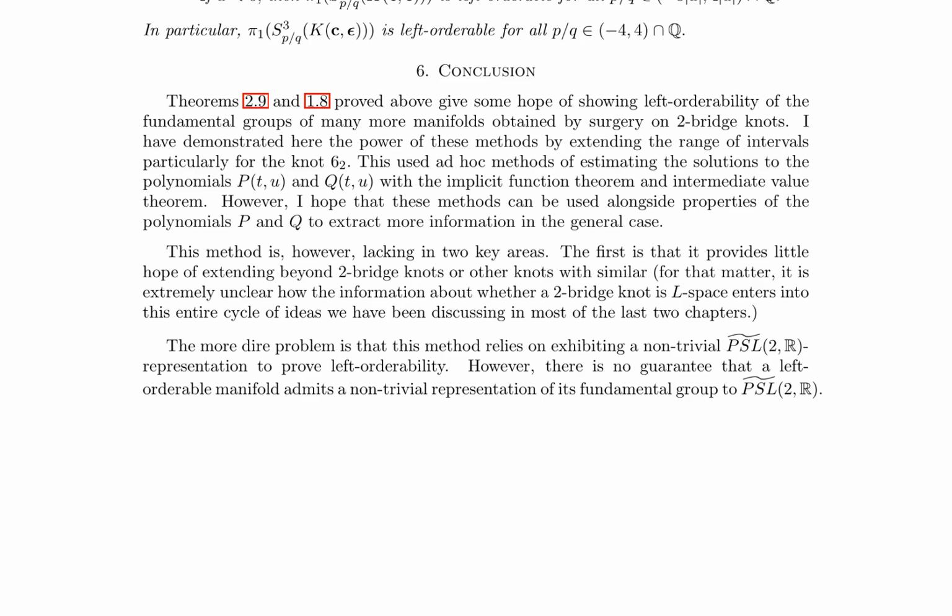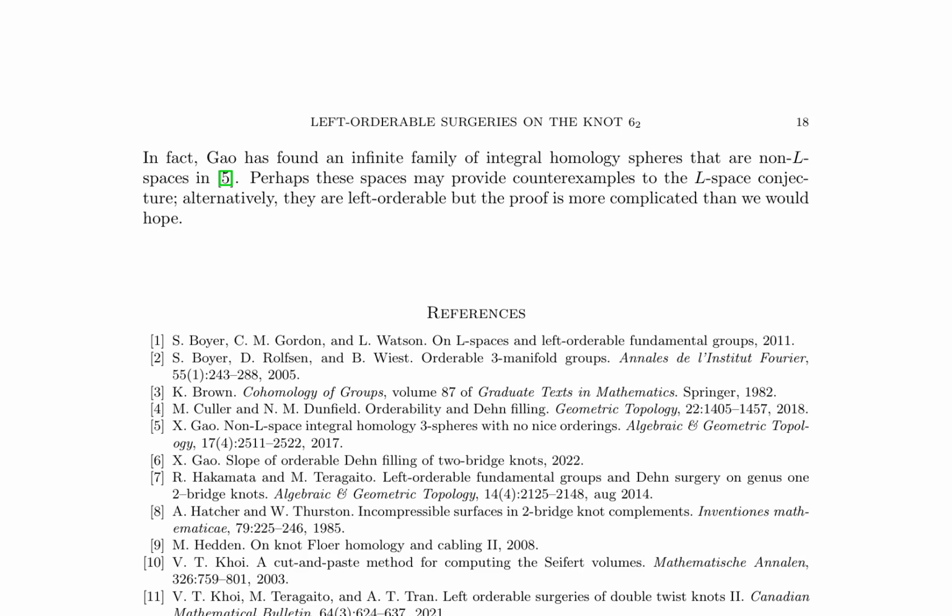The main result of the paper is Corollary 5.4, which states that for a given two-bridge knot K, the fundamental group π1(S³_{p/q}(K)) is left-orderable for certain intervals of p/q. This result relies on the existence of a non-trivial universal cover PSL(2, R) representation, which preserves the peripheral subgroup. However, it is unclear how to extend this method beyond two-bridge knots.